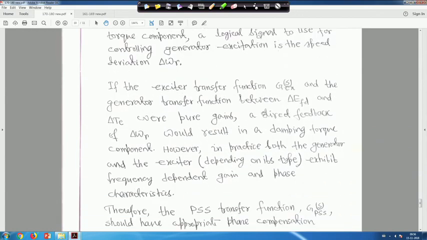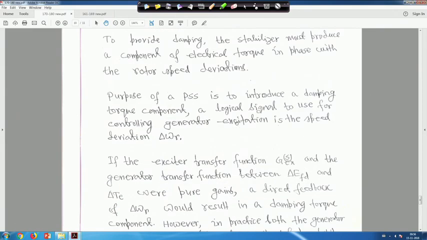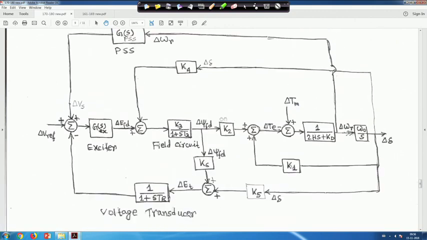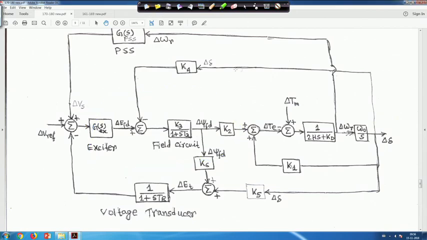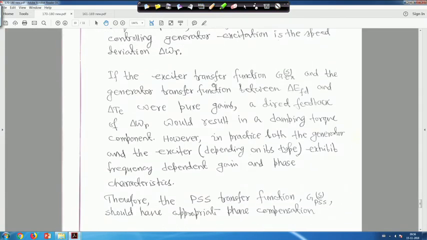Now, if the exciter transfer function GXS and the generator transfer function between delta EFD and delta T are pure gains, that means in between these blocks, if it is a pure gain, then a direct feedback of delta omega would result in a damping torque component. So, that we have to see how we can make the direct gain.